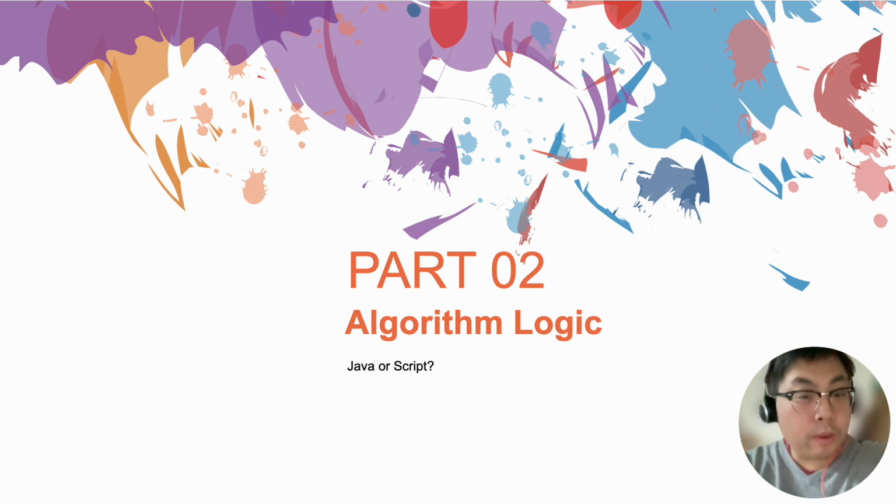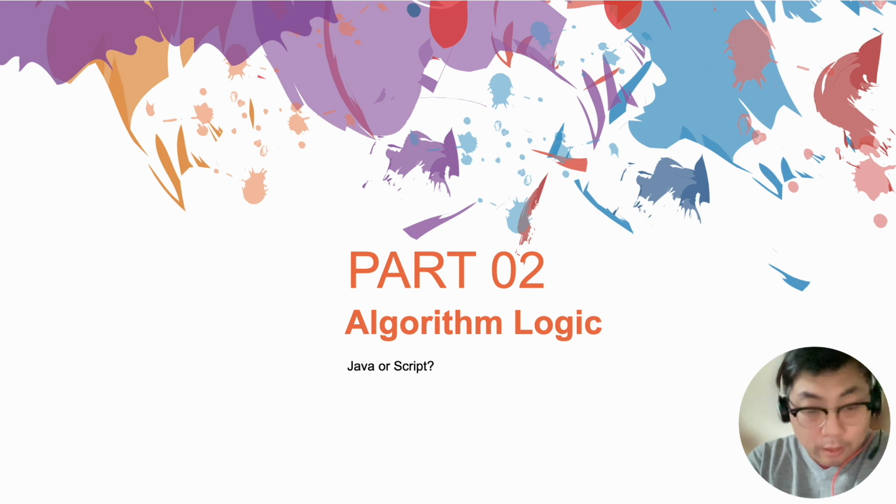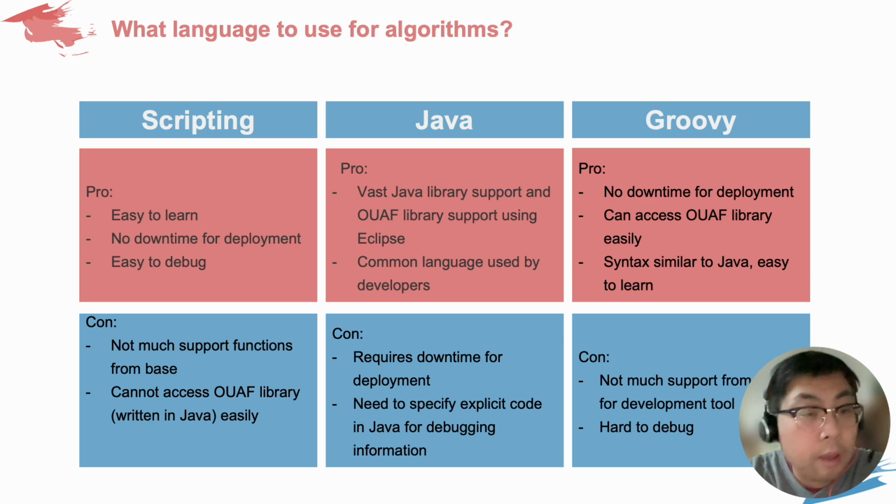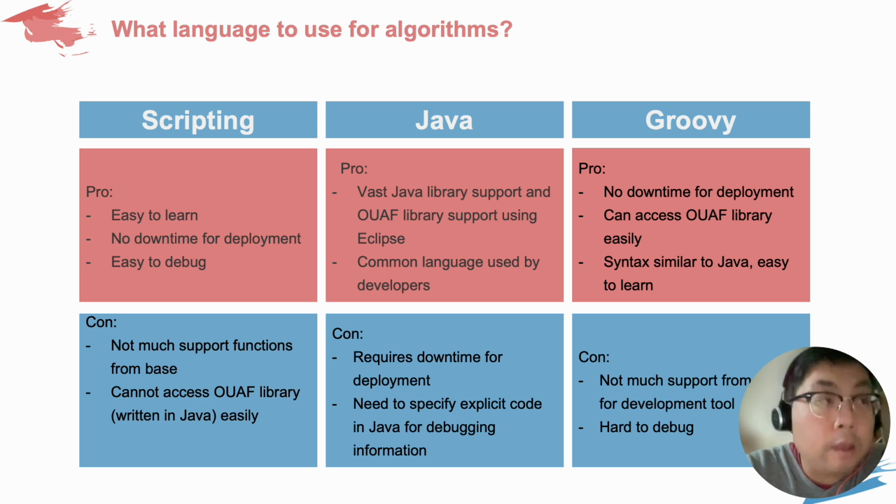Okay, so part two, algorithm logic: Java or script, or Groovy. As we said, there are three options we can use: scripting, Java, and Groovy. Java is a very common programming language. I think a lot of developers will know it before they even know about the OUAF framework. I think it's probably the easiest one to start with if you know Java.